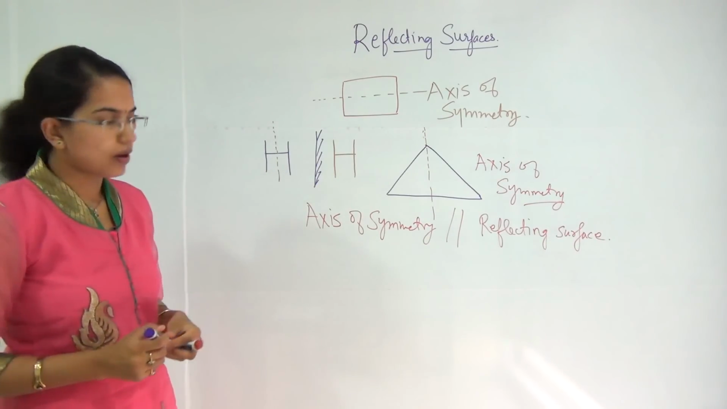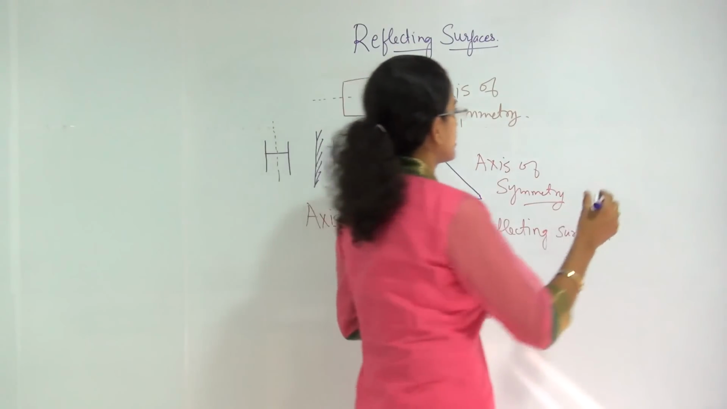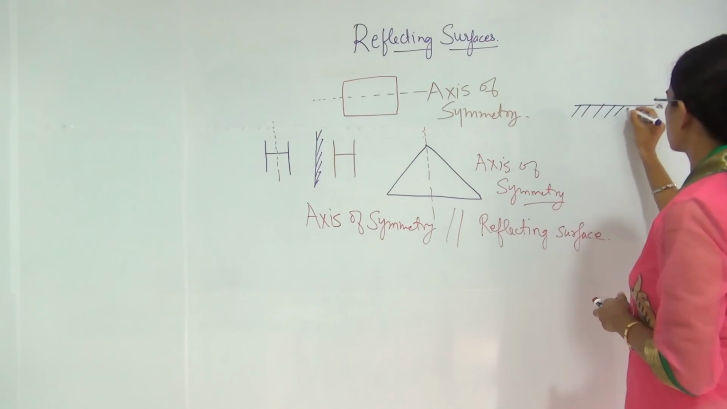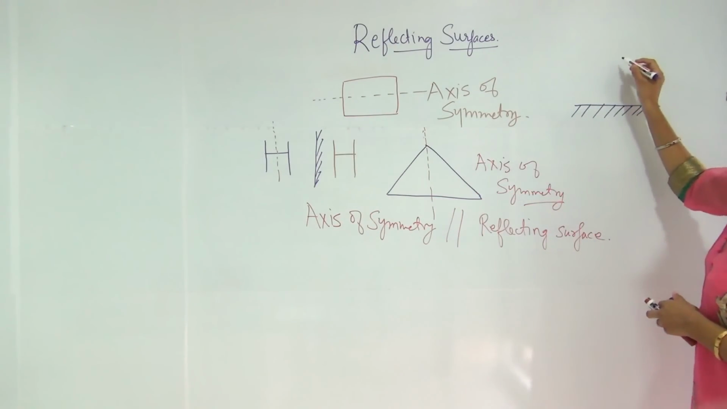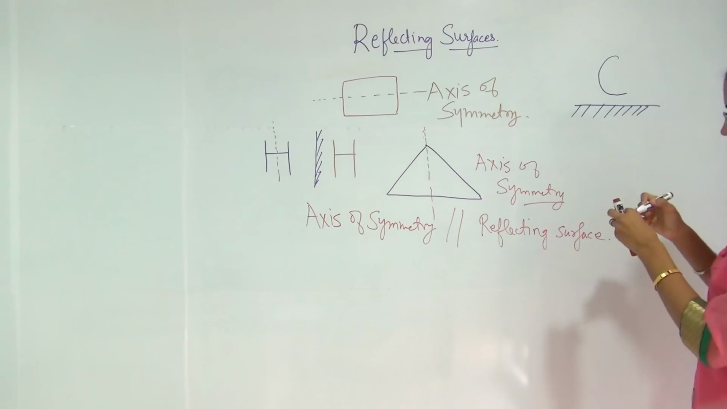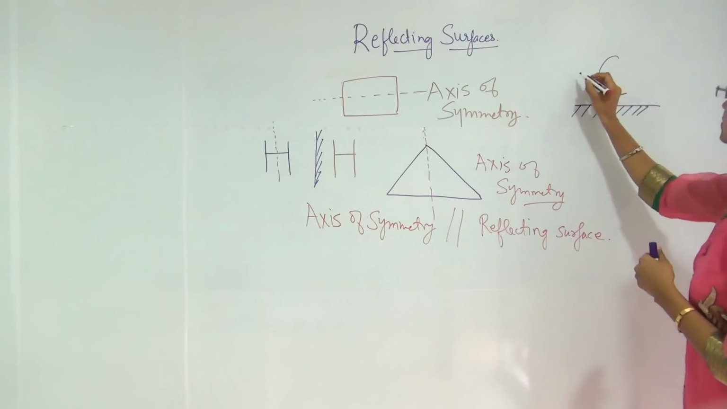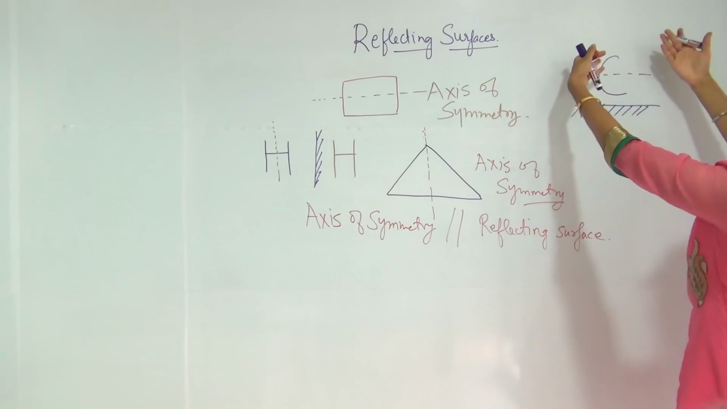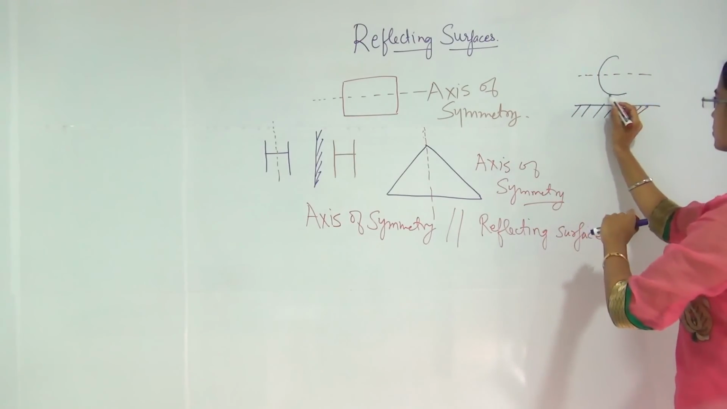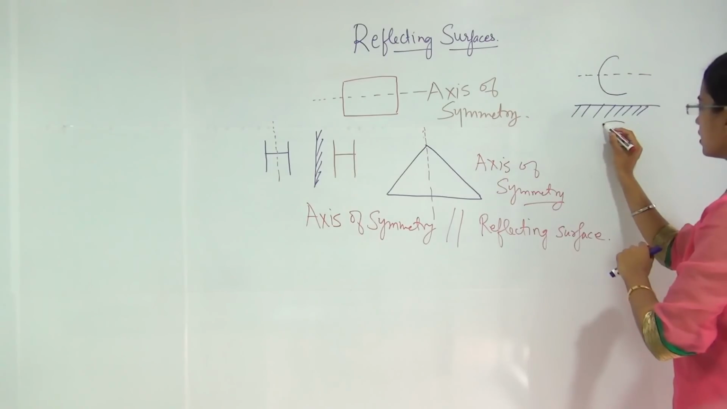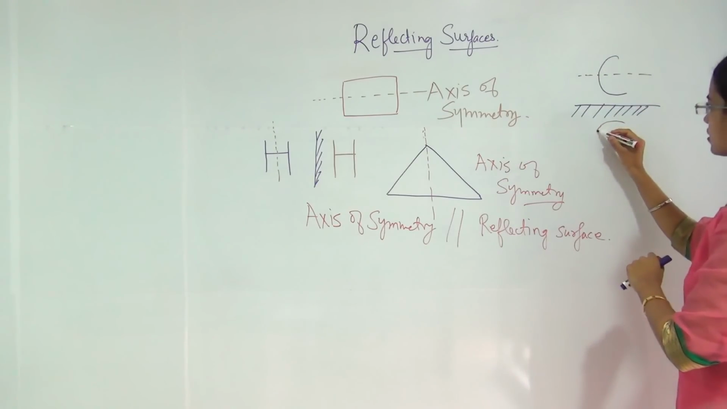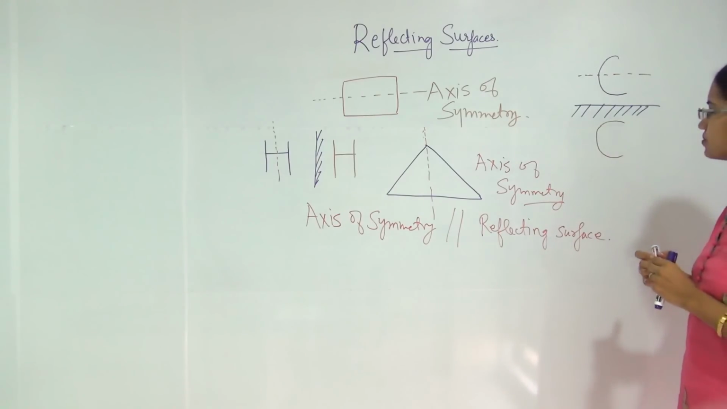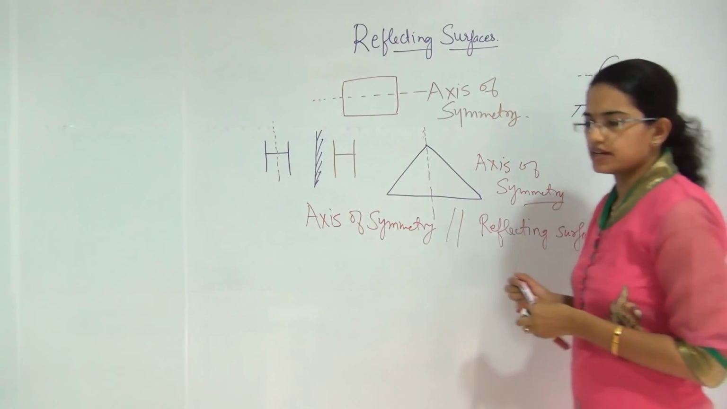Now let's talk about a reflecting surface which is horizontal. In a horizontal surface, if I have C here, this is the axis of symmetry which is parallel to this axis. This C would be exactly the same. So this C would start here and this would go here. So this would be an exactly symmetrical object that you can see in the mirror.